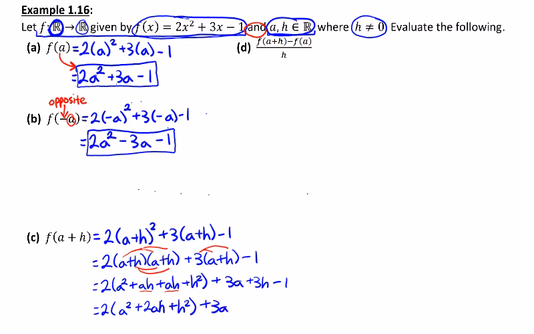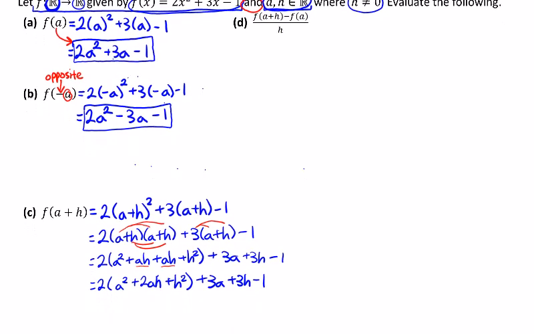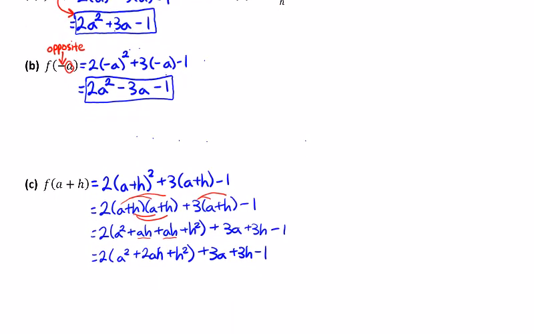And then I'll copy down all the other terms because none of them are considered like, so I can't do anything further with them. And then the only last step here would be now to distribute 2, and that would complete that first term. My resulting terms will be 2a squared plus 4ah plus 2h squared plus 3a plus 3h minus 1.